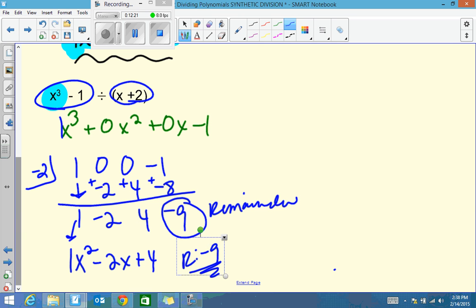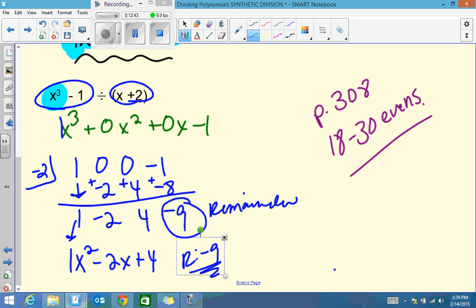So this is a couple examples of synthetic division. What I'd like you to do now is the homework assigned in your book, page 308, 18 through 30, evens. And again, this is all written on SchoolFusion. So give them a try and see how you do.